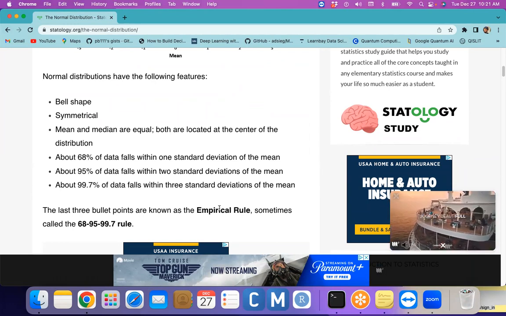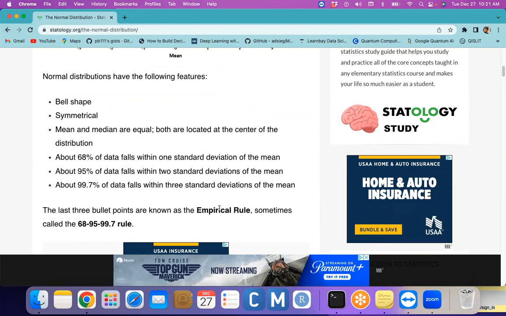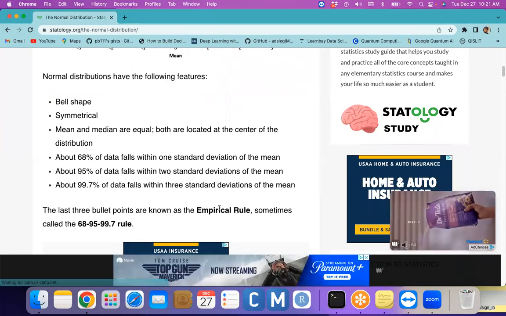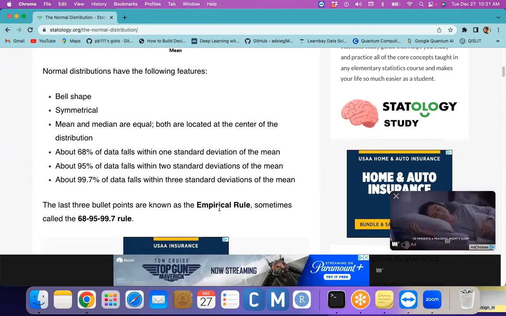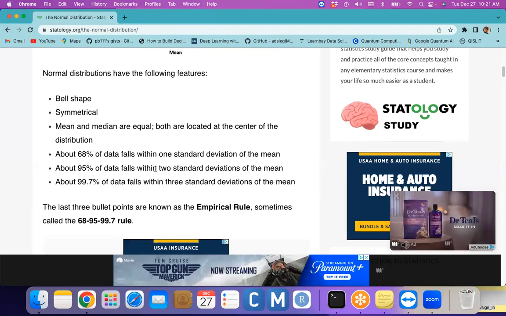You can be asked in any kind of interview what exactly the empirical rule is. The empirical rule means that when the data is normally distributed, it follows these rules: the first rule is that data falling within one standard deviation is 68%, for two standard deviations 95%, and for three standard deviations it is 99.7%. This is what we are calling the empirical rule. Can you please note these particular features?